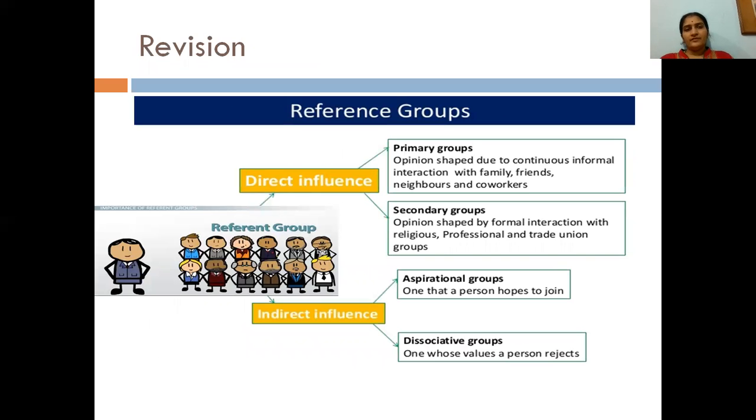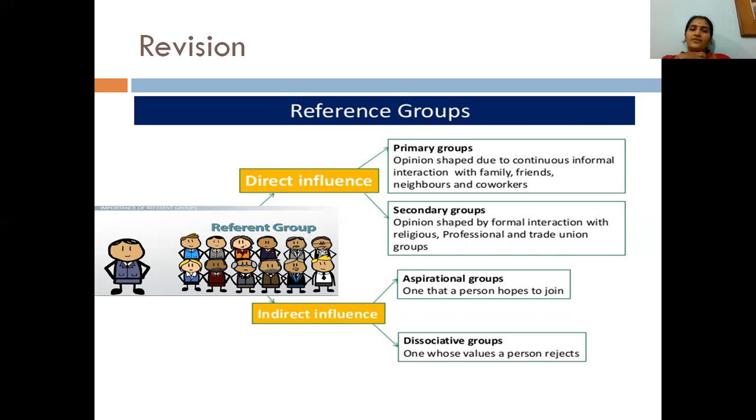So now we have discussed the concept of reference groups, and how these reference groups influence an individual or a consumer's buying decision and shape their behavior. There are direct influences and indirect influences. Direct influences come in two ways: primary groups and secondary groups. Primary groups constitute opinions shaped by continuous informal interaction with family, friends, neighbors or co-workers. Secondary groups are shaped by formal interactions with religious bodies, professionals and trade unions.